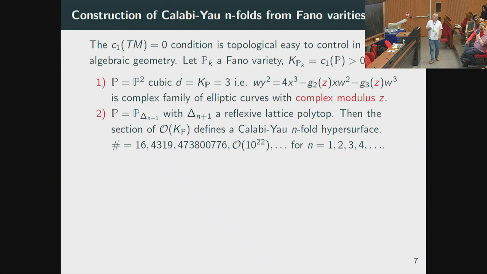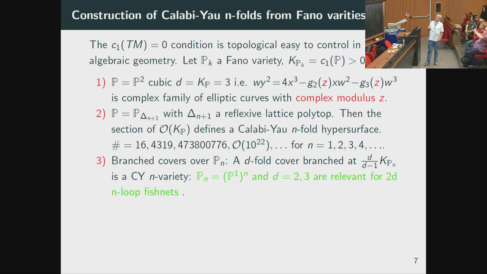Calabi-Yau, and my question was a little bit what big variety of Calabi-Yau would appear in Feynman graphs. Is this always the same? So that was one question. Another way of doing them is branched covers over this Fano n-fold, which has to be branched at a certain class of the canonical bundle, and then it's also a Calabi-Yau manifold, and we see this in the example of the fishnet graphs.